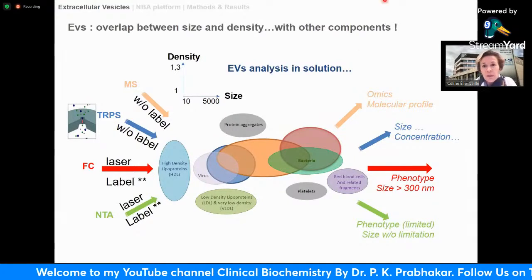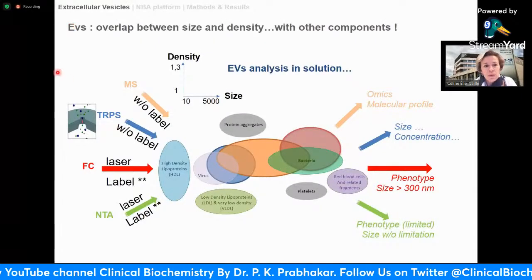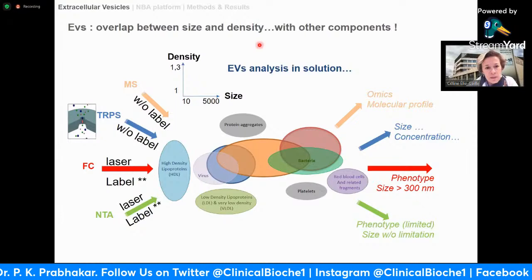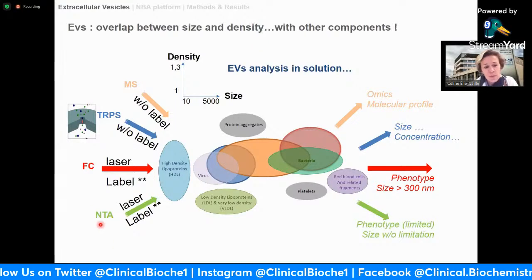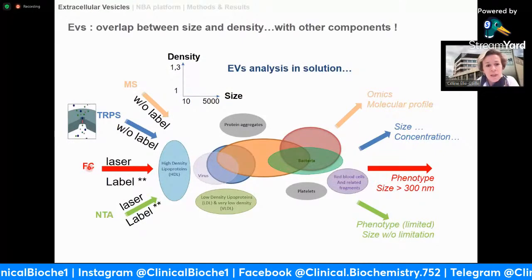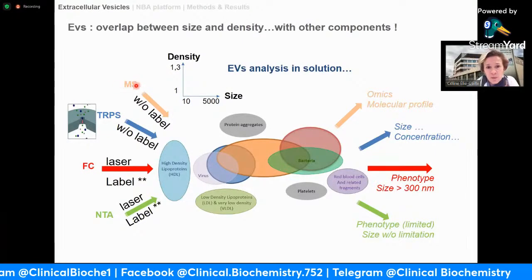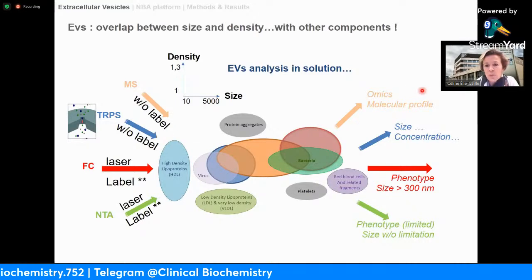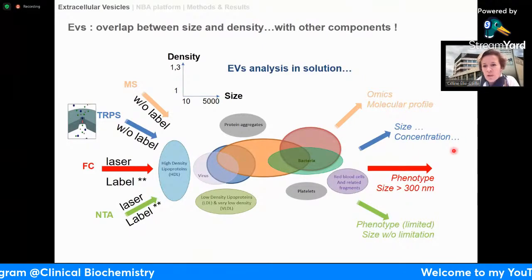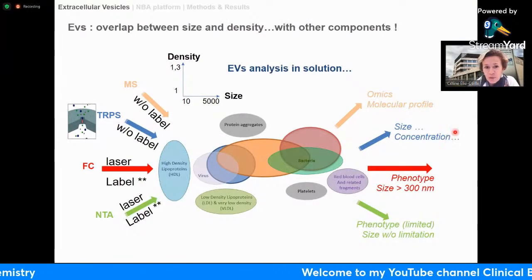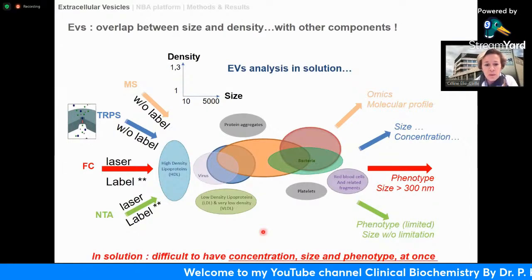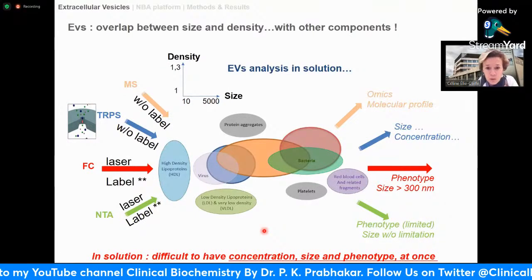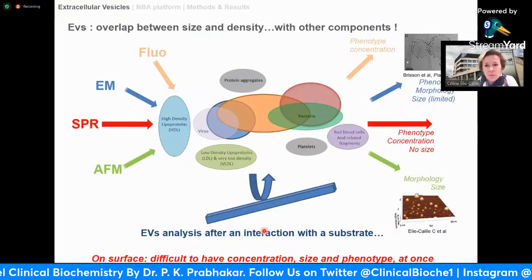There are a lot of techniques already used to characterize those EVs, but especially techniques in solution. In those techniques in solution, you find different approaches using nanoparticle tracking analysis, flow cytometry, and even mass spectrometry. But if you take them alone, you can reach a certain phenotype, a certain molecular profile, or a certain size, or a certain concentration. But no technique is able to give concentration, size, and phenotype all at once, while we are looking for that in order to characterize them.